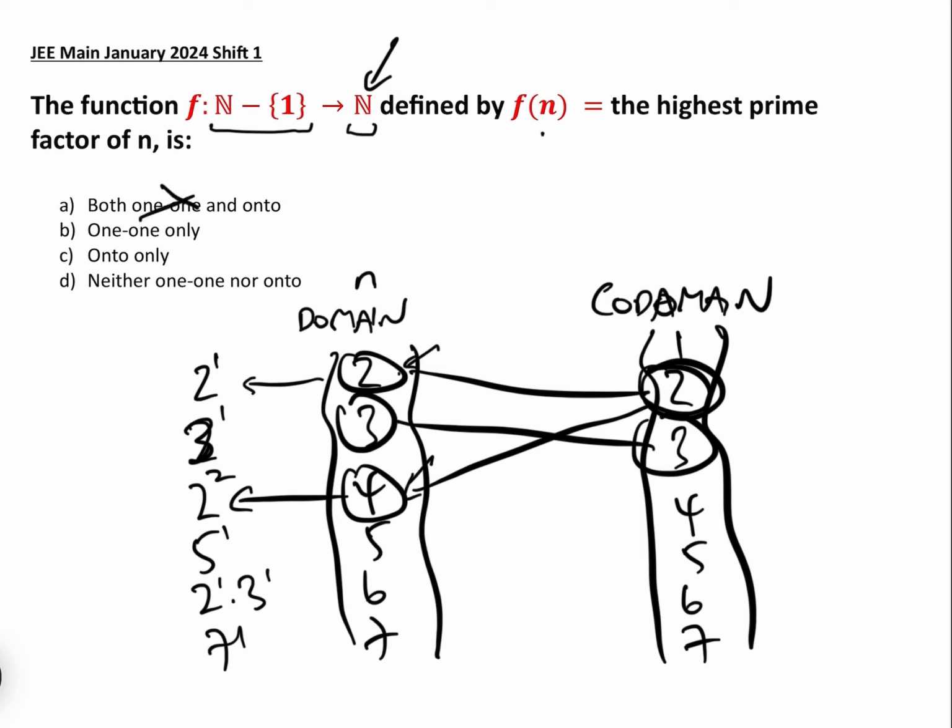And in actual fact, we can see clearly that it's not going to be onto either, because the range of values is not going to include 1, and it certainly isn't going to include 4, because, for example, 4 is 2 squared, so 4 maps to 2. Nothing will map to 4, because 4 isn't a prime number. So we know that it's neither one-to-one nor onto.